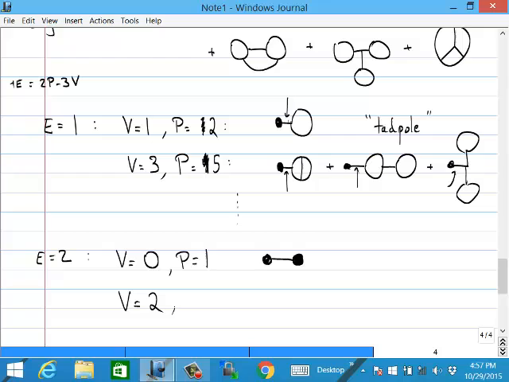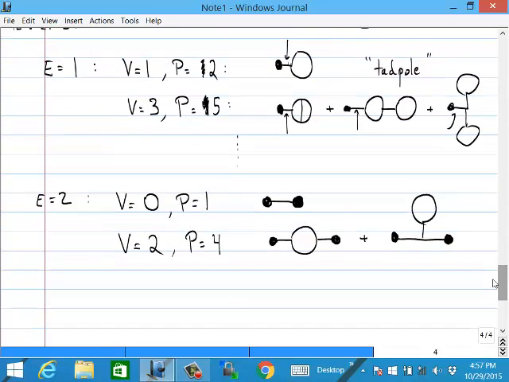And if V is equal to 2, P is equal to 4. So what sort of diagrams would you have? Well, you would have a diagram like that, and a diagram like that. So this is some diagram that would contribute at order g squared, and then you would have more diagrams at higher order. And there's really a story that you can tell yourself when you write down diagrams like this.